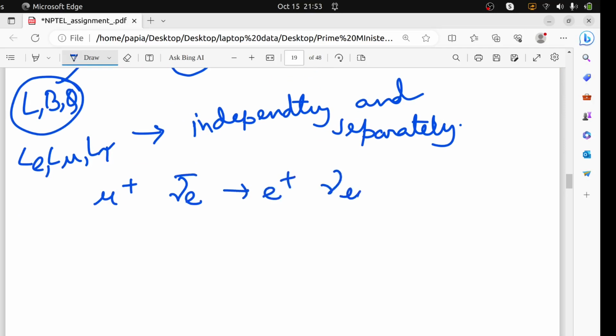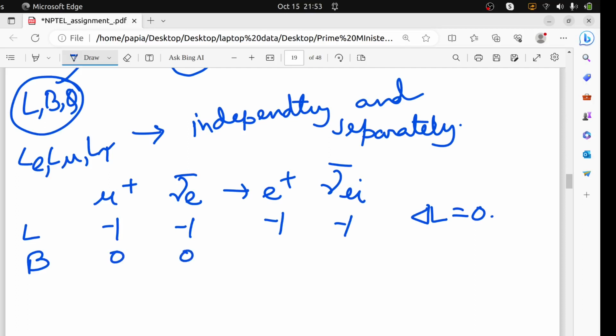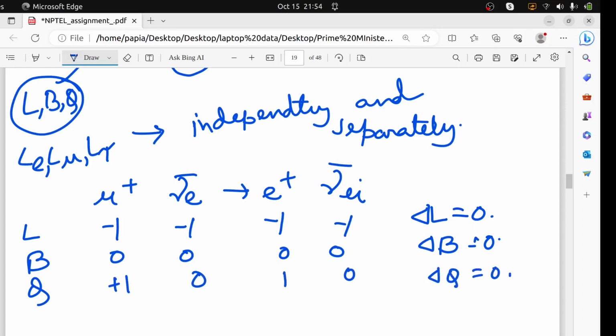So this is the expression, right? Now coming to lepton number. In that, you can see that the lepton number is minus 1, minus 1. This is minus 1, this is minus 1. So delta L will be 0. Coming to baryon, obviously mu plus, nu mu, E plus, nu mu bar, all these 4 are not baryons. That means the baryon number will be 0 for each and every case. Then also we can have delta B equals 0. Now coming to Q. This is plus 1, this is 0, this is 1, this is 0. So delta Q will be 0.